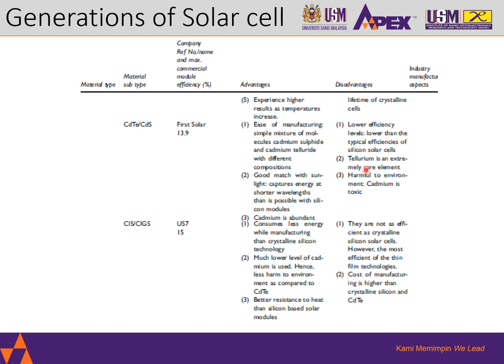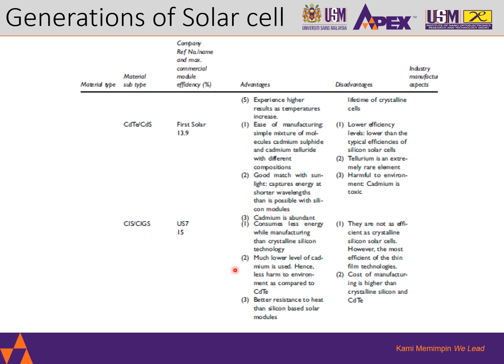And also, Te, tellurium, is an extremely rare element, and unfortunately it is harmful for the environment, because cadmium is very toxic. The advantages also involve a good match with the sun, capturing shorter wavelengths, which is possible with silicon modules too, and also cadmium is abundant.